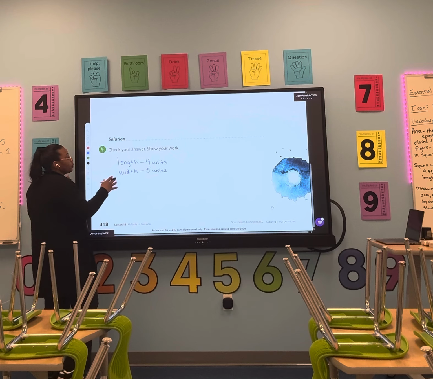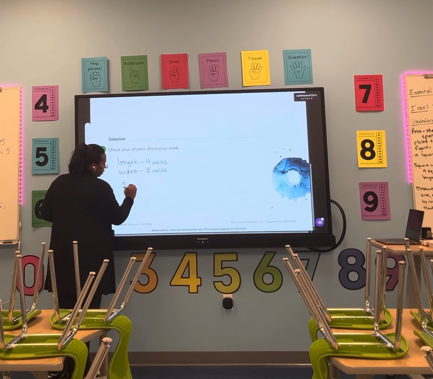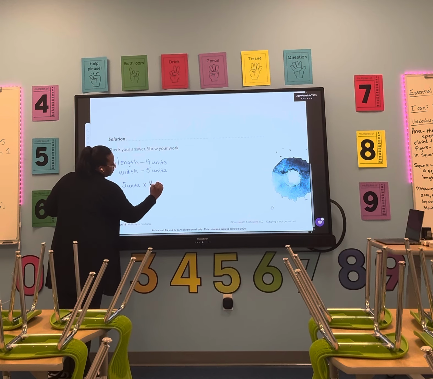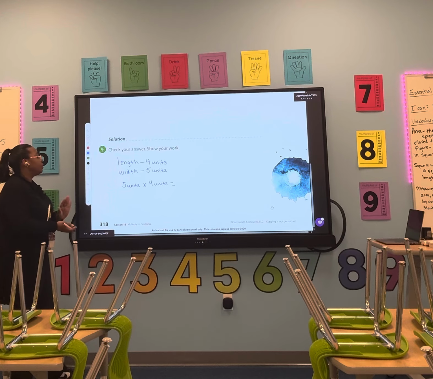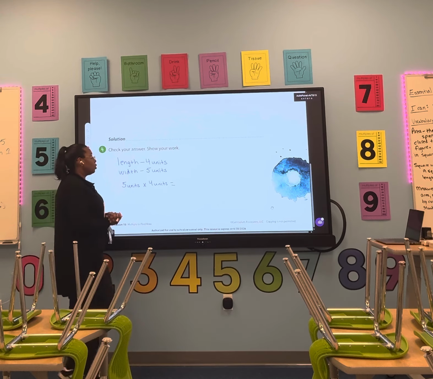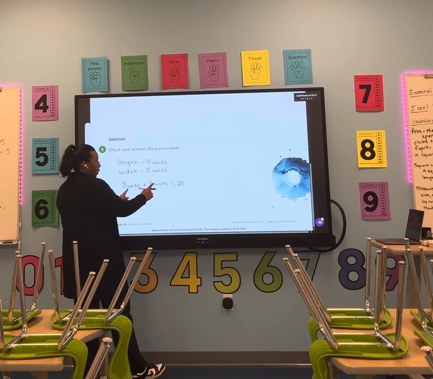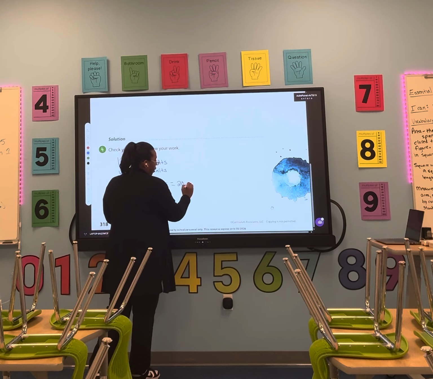So that means my multiplication sentence would be, and let me put my units, 5 units times 4 units. Okay, and now all we have to do is multiply 5 times 4. 5 times 4 would give me 20. And make sure we put our units. Now our unit is going to be square units.